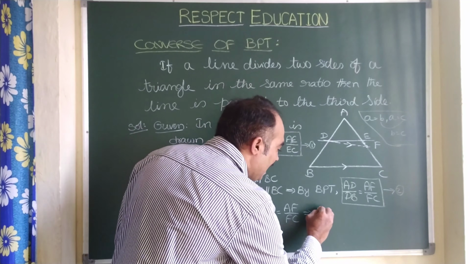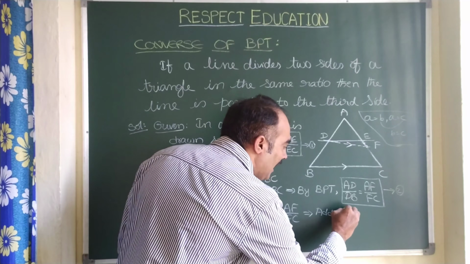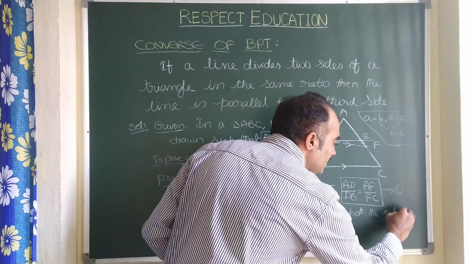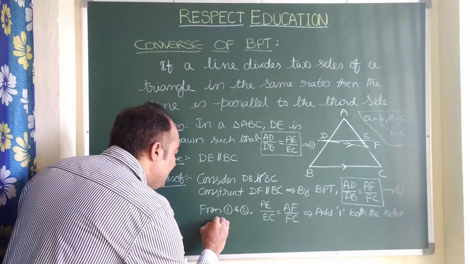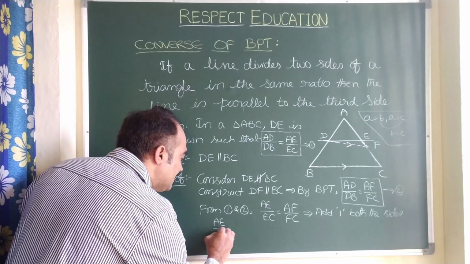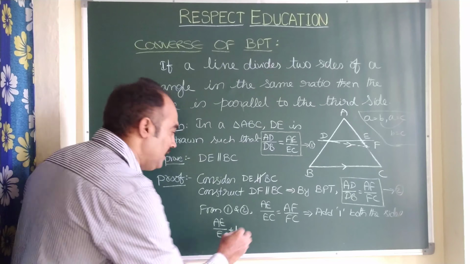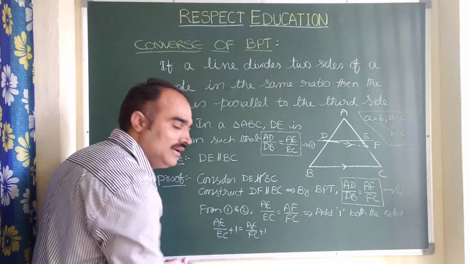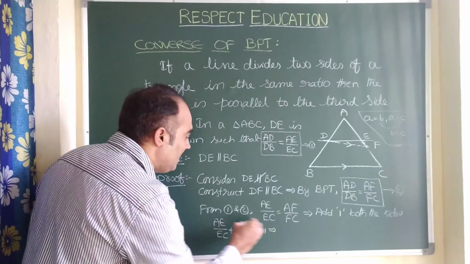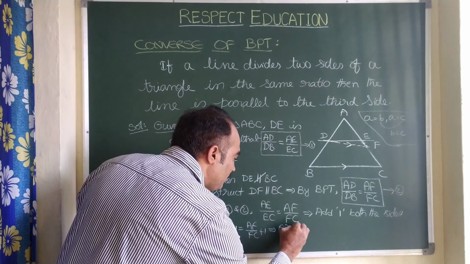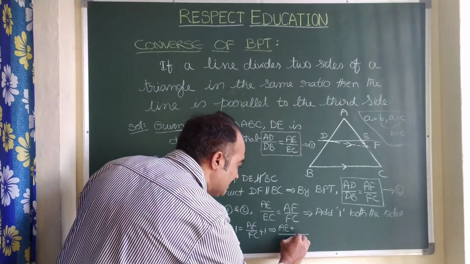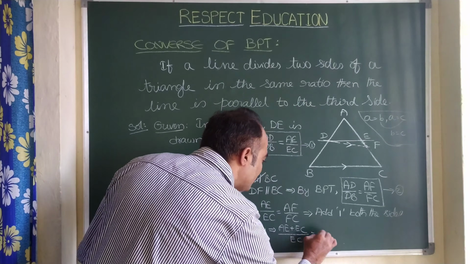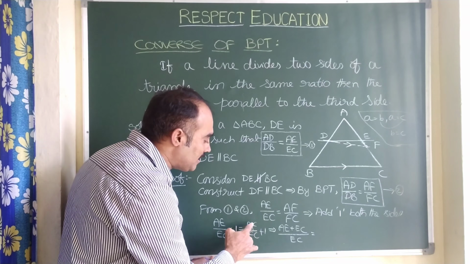So let us add 1 to both sides. We get AE by EC plus 1 is equal to AF by FC plus 1. So let us do the simplification. AE plus, if we take EC as LCM, then 1 into EC becomes EC, is equal to, on the right side also let us apply the same, AF.